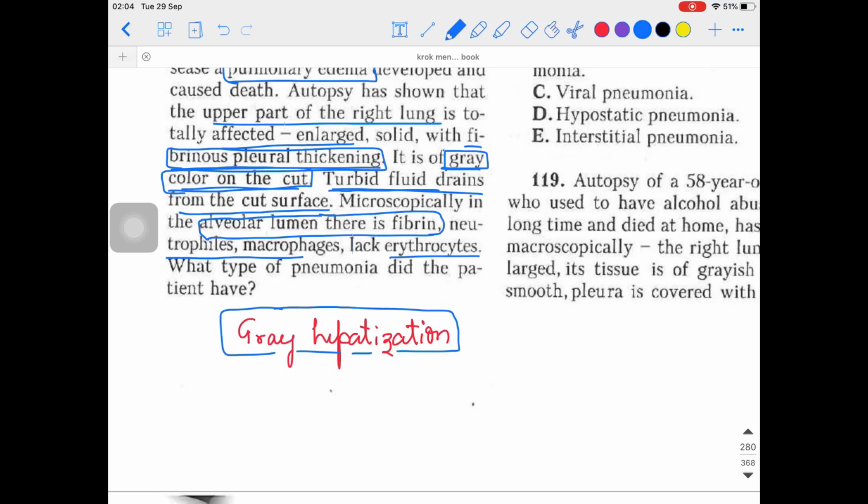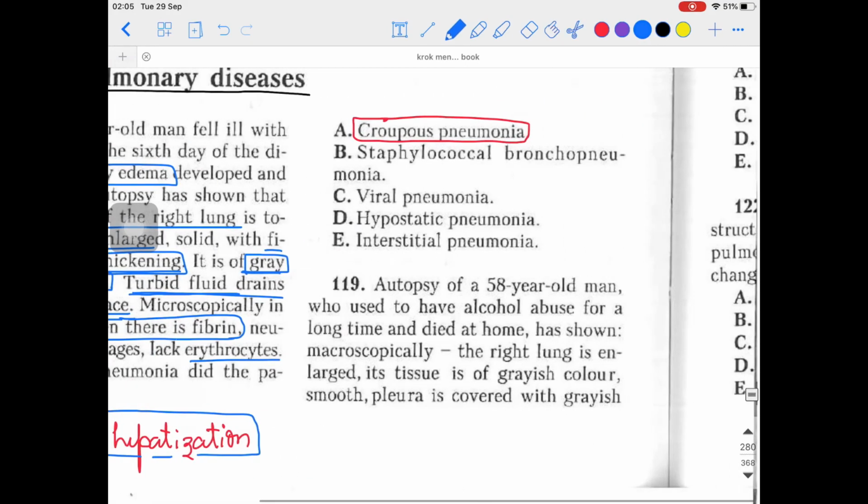Then the last stage comes, that is the resolution. That will be seen in 9 to 11 days or after 9 days. It is the final stage, in which the exudate undergoes cellular degradation and clearance from there, and finally the normal structure starts to restore itself. So that is the resolution stage. So 4 stages were there: congestion edema, red hepatization, gray hepatization, and the resolution. So that was about this question. Let's move on to the next one. Question number 119.